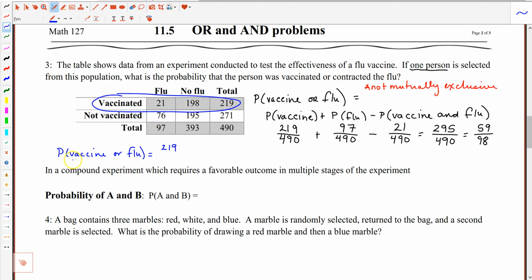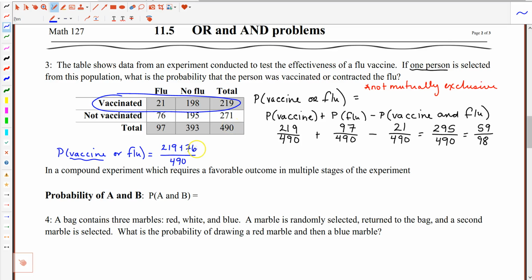That accounts for this group, so I'm done here. Now I also want to account for anybody who got the flu. I've already accounted for some of those people, but I haven't accounted for others. So I'm going to grab the others that I haven't accounted for yet, which would be these 76. You don't want to grab that 97, because this 97 counts these 21, but you've already counted them here. So I'm just going to grab the 76 other people that satisfied having the flu that I haven't counted yet. And then it would be out of my table total, which is the 490 right here.